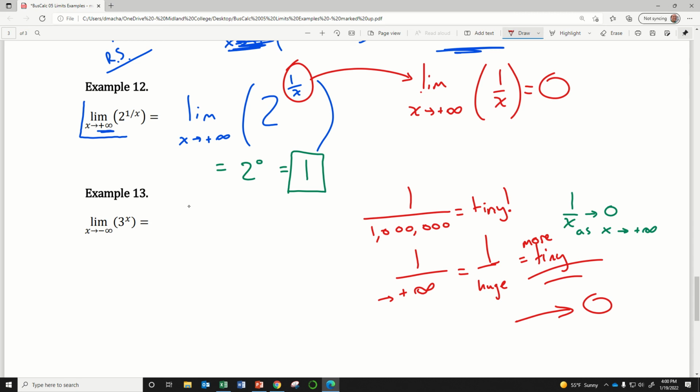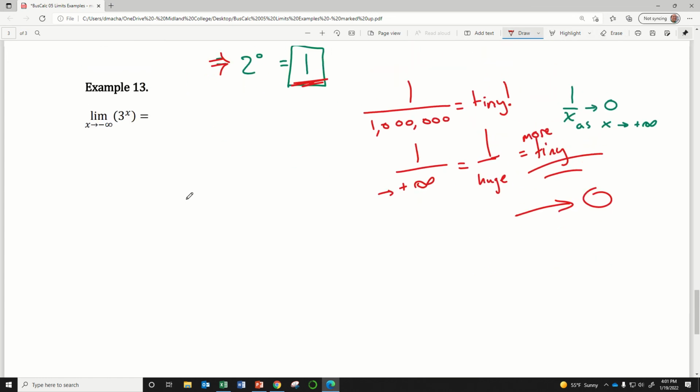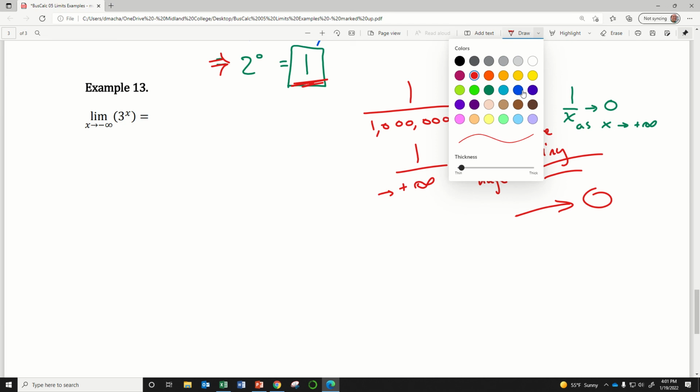So this limit, as x goes to infinity, and we take 2 to the power 1 over x, we're basically saying we're approaching 2 to the power 0, and anything to the power 0 is 1. Maybe that's a better explanation. And I think this is our last example with example 13. Let me change colors and do number 13 here.